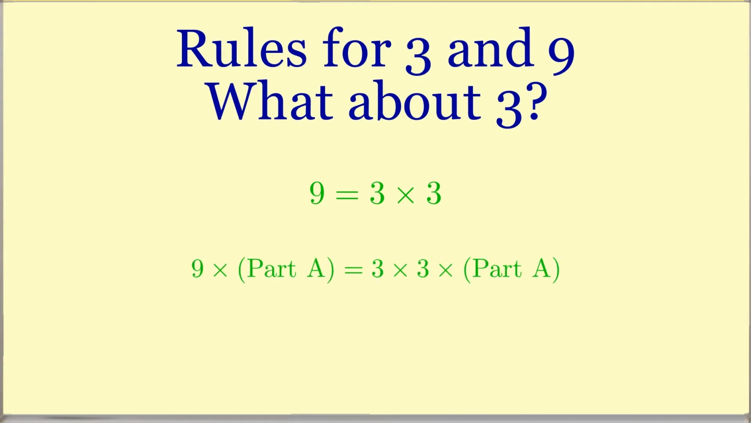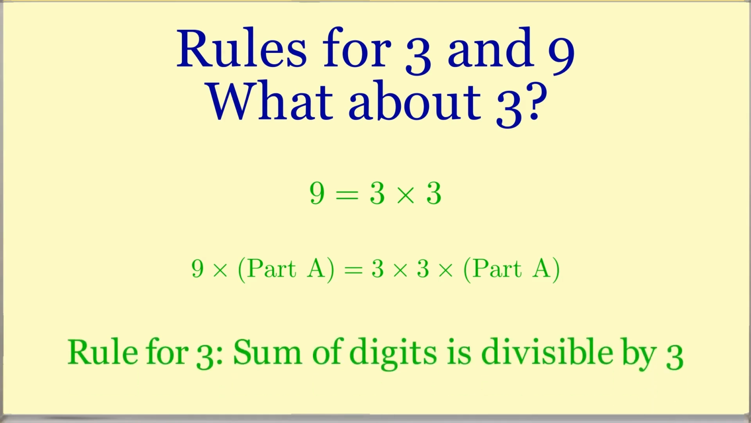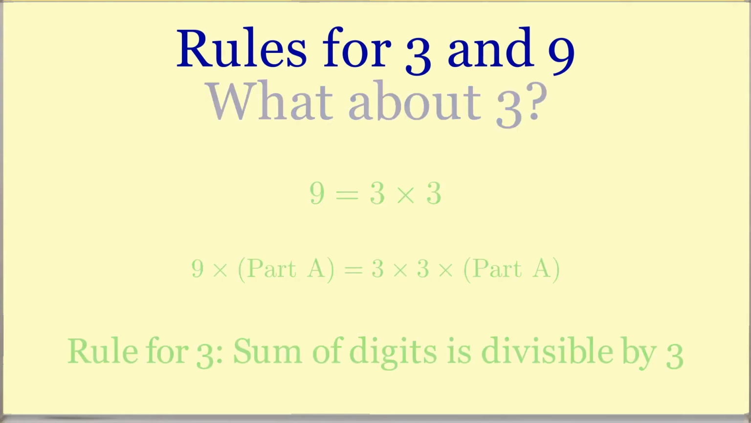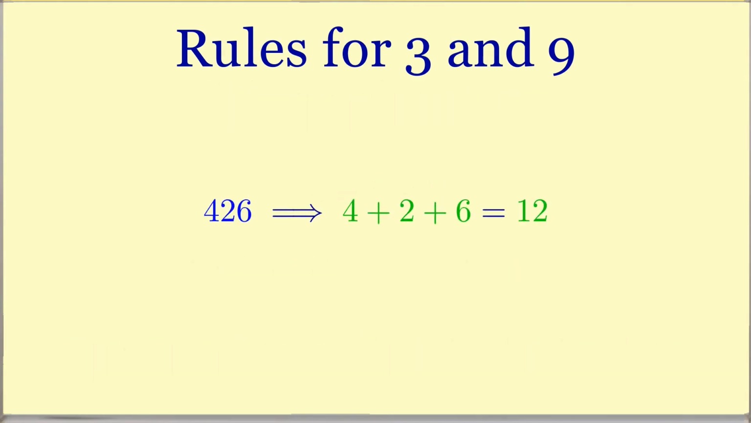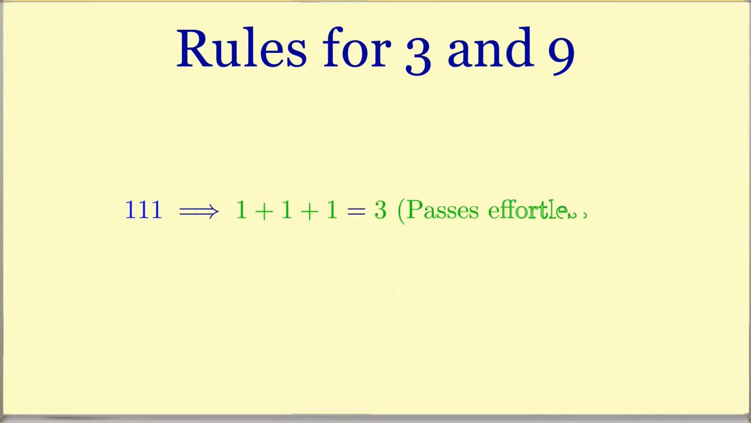It is inherently a perfect multiple of 3 as well. If the number 3 can divide the leftover sum of the digits, it mathematically guarantees that 3 divides the entire original number. Let us test the number 426. Since 12 is a clean multiple of 3, we know for an absolute fact that 426 is completely divisible by 3. For a quick check, let us try 111. 1 plus 1 plus 1 equals 3. It passes the test effortlessly.